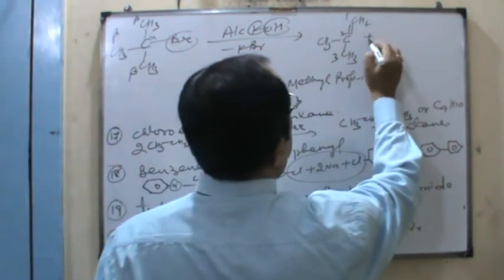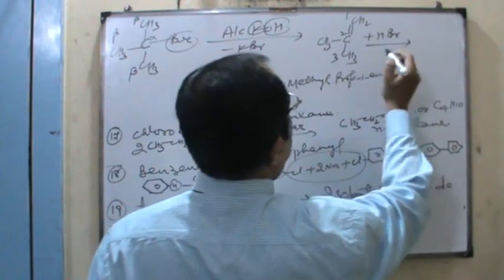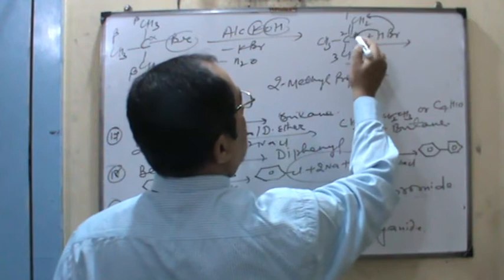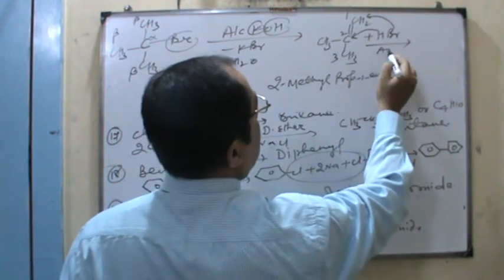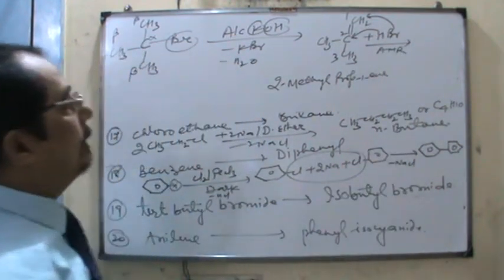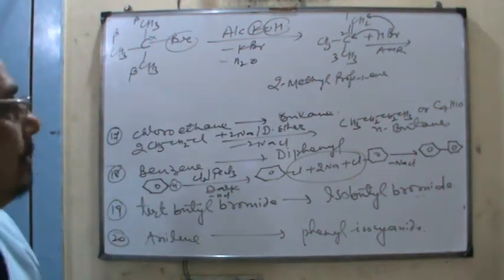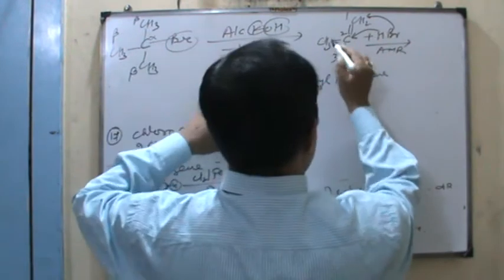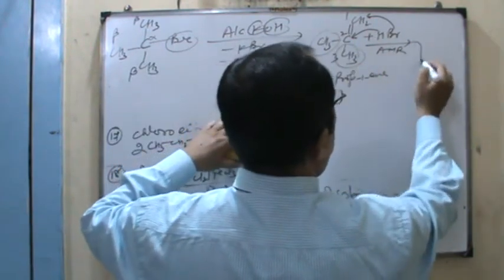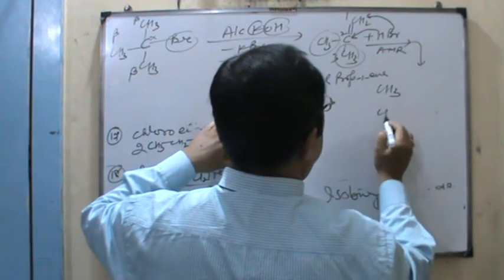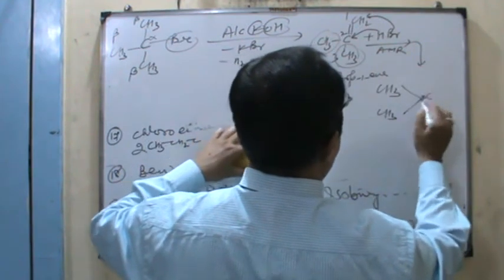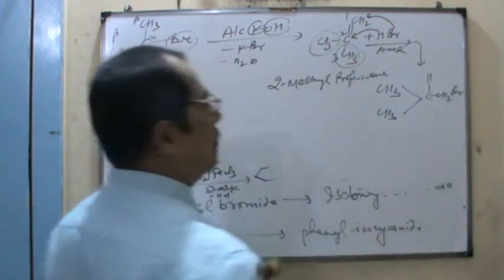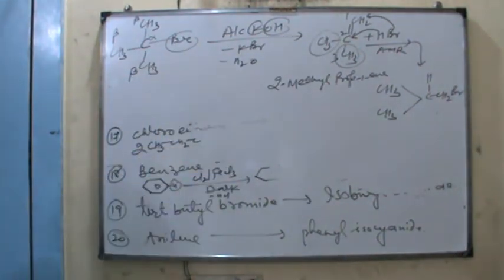Then you go for the HBr reaction. Since we get isobutyl bromide, this bromine will be here and H will be there. So it is the Markovnikov rule applied. So dear students, you will get, what is that? CH3, CH3, then you get here CH3, CH, CH2 and Br. See, the same thing I have written here.